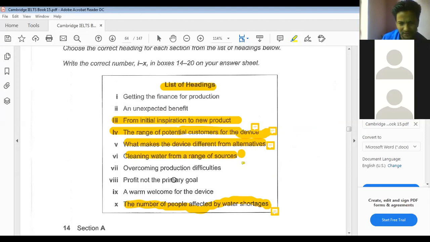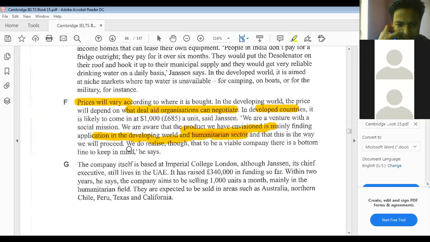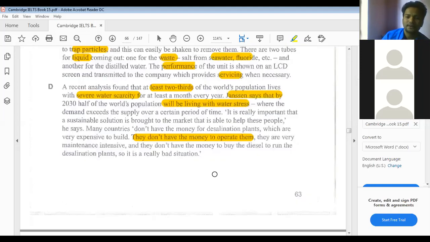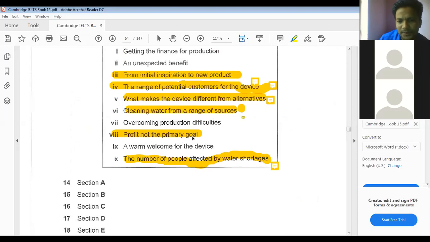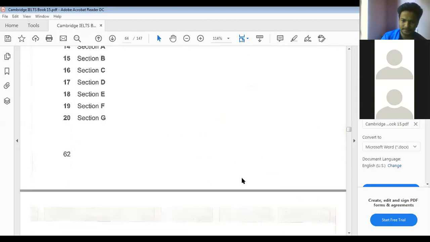Overcoming production difficulties, no. Profit not the primary goal. I'm looking for this: profit not the primary goal? It talks about humanitarian. This makes sense here. Look here: finding application mainly in the developing world and humanitarian sector, and this is the way we will proceed. This talks about humanitarian or philanthropic work. Our theme is that profit is not the primary goal. It talks about human services. Okay, that is 19. Now the last heading, one question is left.